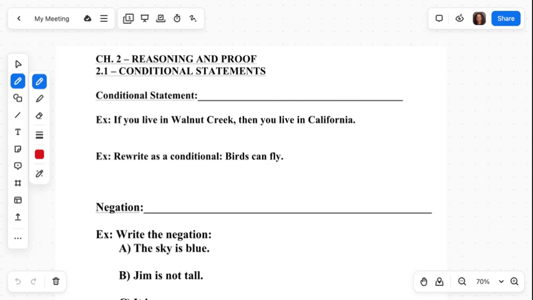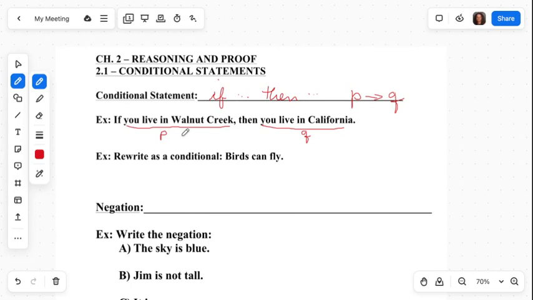All right, so let's start with what a conditional statement is. A conditional statement is an if-then statement. We abbreviate it: if P, then Q. P is the hypothesis and Q is the conclusion. Let's look at this example: if you live in Walnut Creek, then you live in California. You live in Walnut Creek, this is your hypothesis, so this is the P. And then you live in California, that's the conclusion, that's the Q.